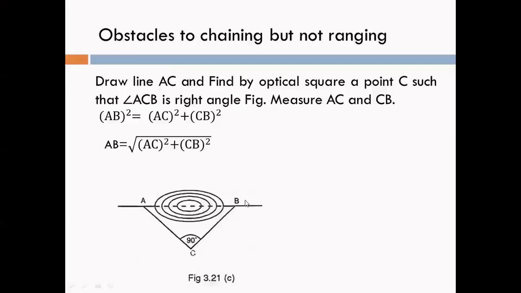And join C to B. So the triangle ACB is the right angle triangle. So use the Pythagoras law. AB square is equal to AC square plus CB square. So AB is equal to under root AC square plus CB square. And measure the length of line AC and CB on the ground. From the value of AC and CB, we get the length of line AB.